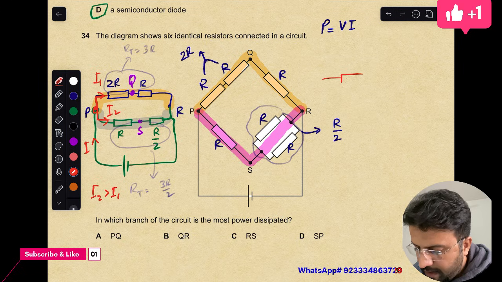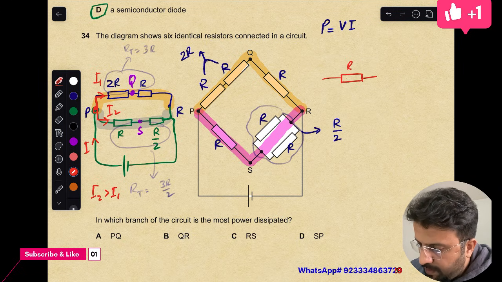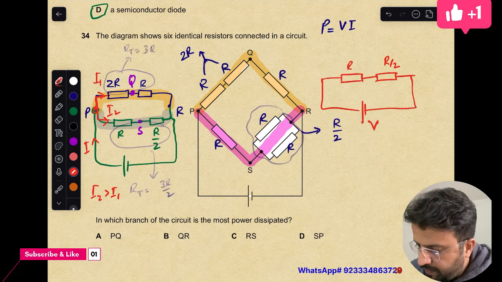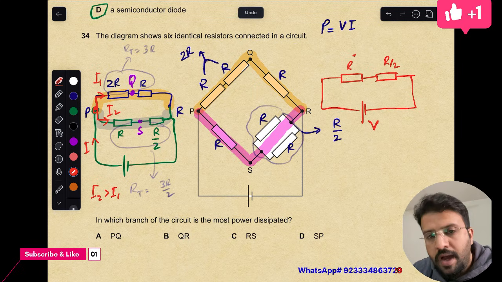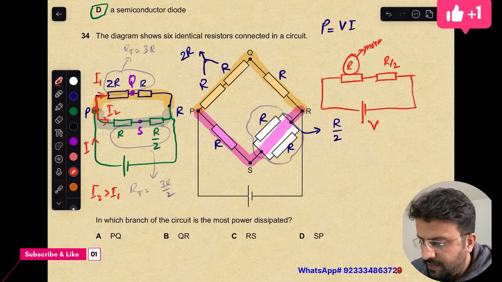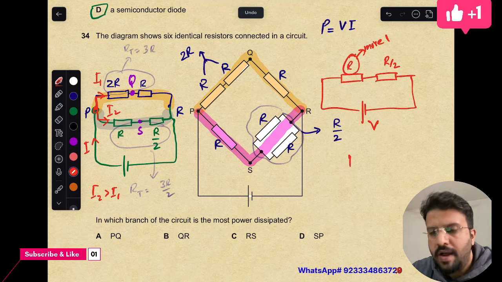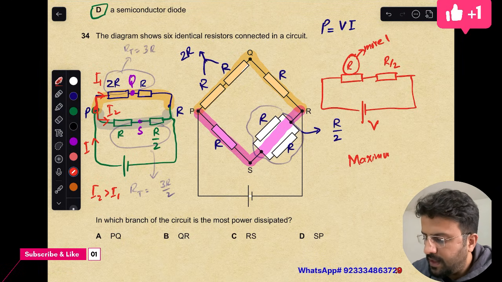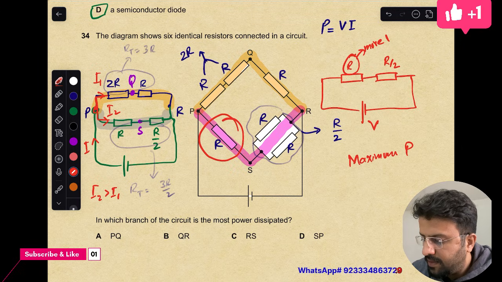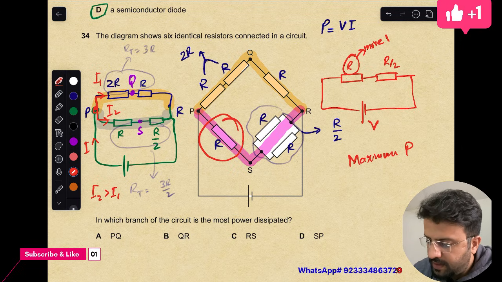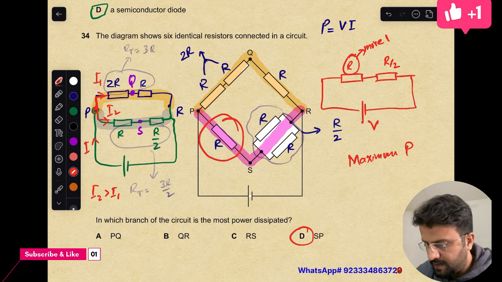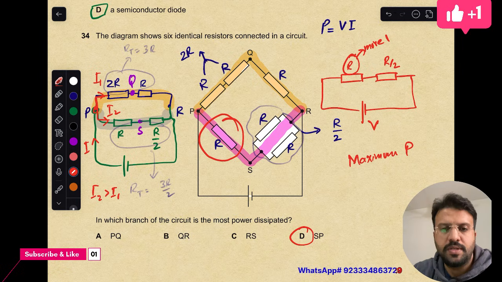Okay, and they have total voltage. You can plot them like this. This is R, this is R by 2, and they have total voltage V. So the one with the higher resistance will have the higher voltage, so this will have more V, and it already has high current, so this will have maximum power. Okay, so this thing will have maximum power, it is PS. It's option D.